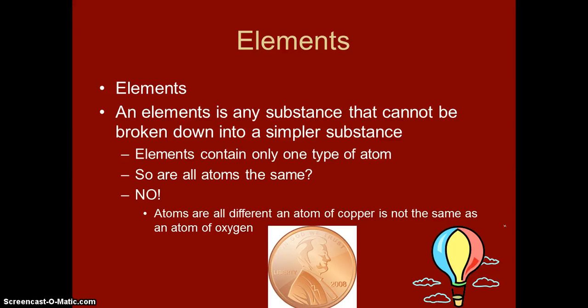All right, some elements. Again, remember, elements are on the periodic table. It's an element if it cannot be broken down into anything simpler. Elements contain one type of atom. So then the question I always get is, well, does that mean all of the atoms are the same? No, remember, all it's saying is each individual element has one type of atom. So atoms of copper are not the same as atoms of oxygen. So the atoms here in the little copper penny are not the same as the atoms in the balloon. Okay? They're two completely different things.